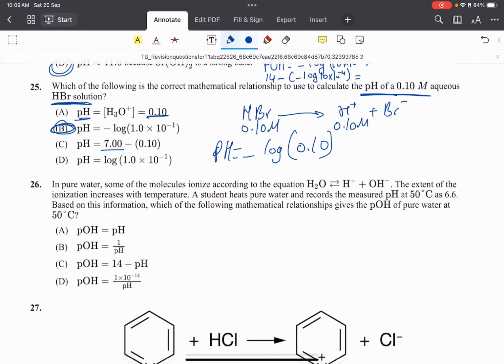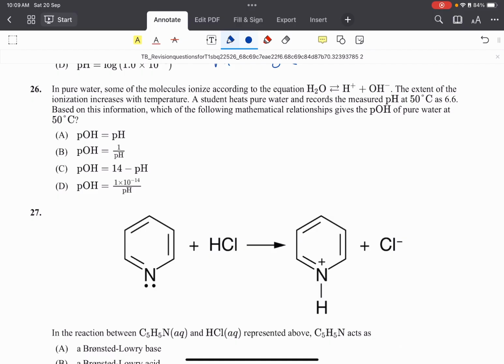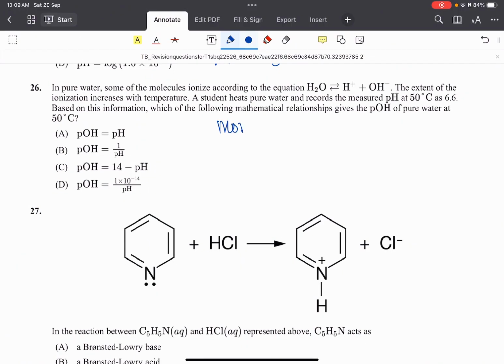Okay, here we go. 26. In pure water, some of the molecules ionize according to the equation, autoionization. The extent of the ionization increases with temperature. Again, yes, we learned this in class. When temperature increases, equilibrium moves forward. More H plus and OH minus will be produced. Kw will be higher, but what remains the same is that the concentration of both will always remain the same. They will increase, but they will remain equal.